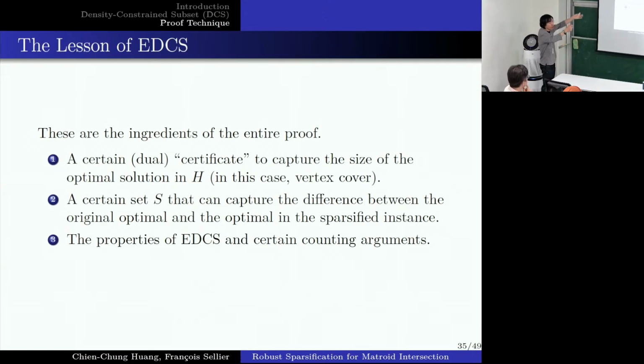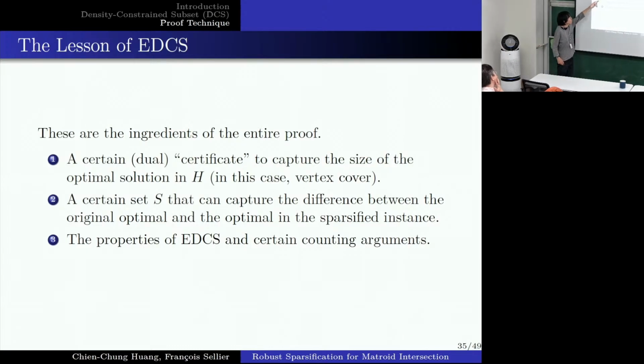So what are the ingredients? As I said, our paper is built on a much more sophisticated generalization of this proof. But the ingredients of the paper, the proofs, are here. What are the ingredients? I need a nice certificate to capture the optimal solution in the sparsifier. So that's the first thing.